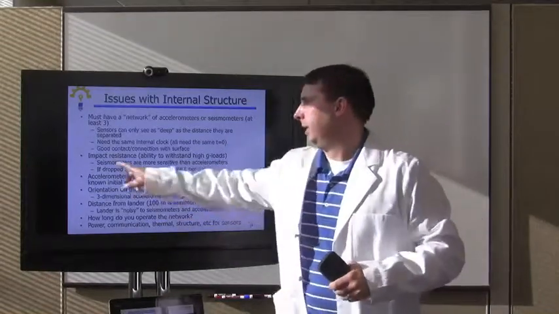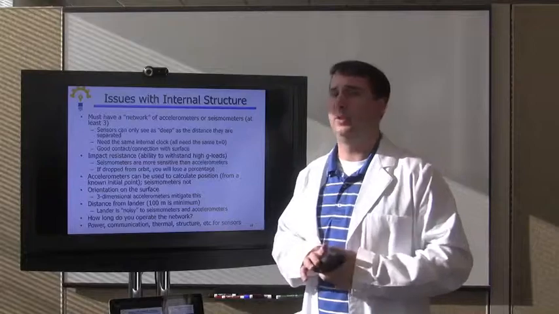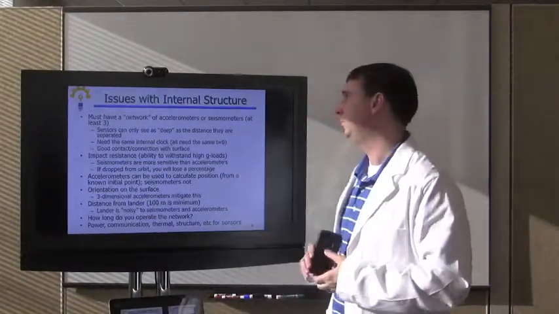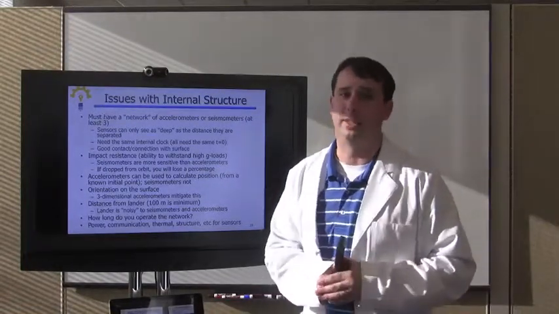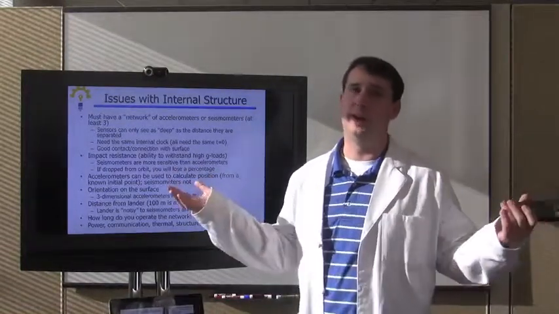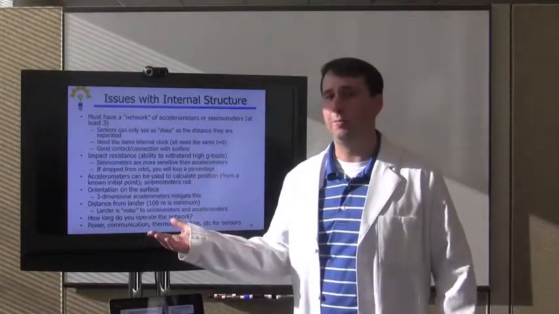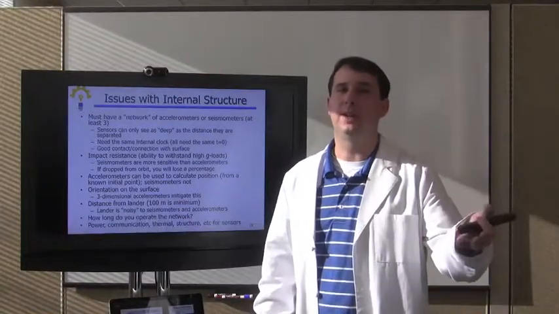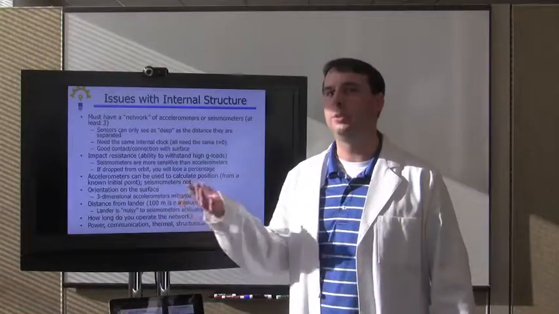So, impact resistance: seismometers are not robust. Springs and masses and stuff, they're not known to be robust. Accelerometers actually are robust. Seismometers are more sensitive. They're usually more accurate than accelerometers. So there's your trade. The seismometer is much more accurate, but an accelerometer is much more robust.